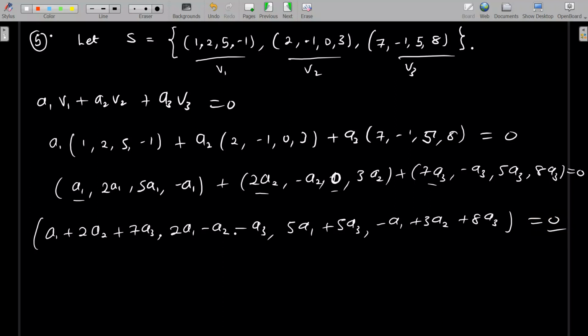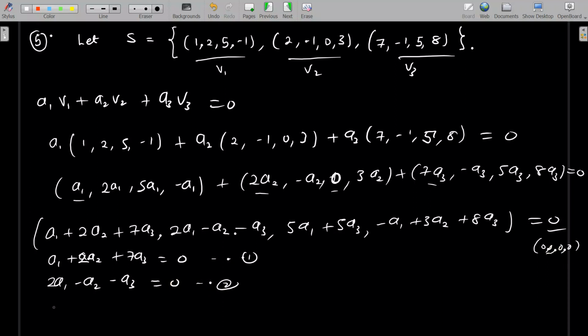So this 0 vector I'm talking about is the 0 vector in 4 dimensions. What it means is that the two vectors are the same. This 0 is (0, 0, 0, 0), in 4 dimensions. So it means that the first one, a1 plus 2a2 plus 7a3, should be 0. That's equation 1. 2a1 minus a2 minus a3 should be equal to 0. That's the second term in the 0 vector, equation 2. You have 5a1 plus 5a3 should be equal to 0, equation 3. And then the last equation will be negative a1 plus 3a2 plus 8a3 should be equal to 0, equation 4.